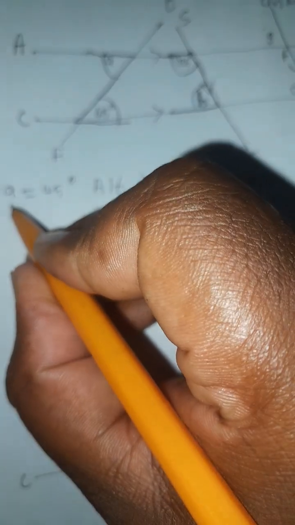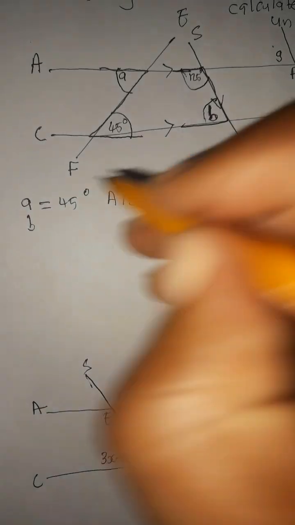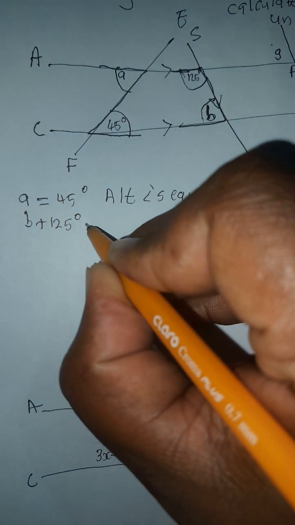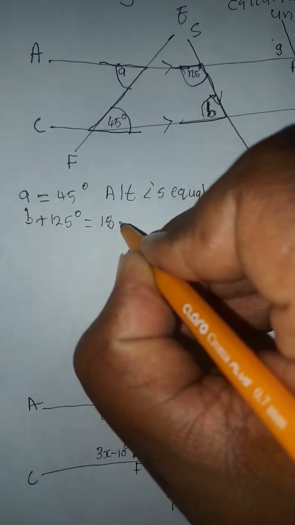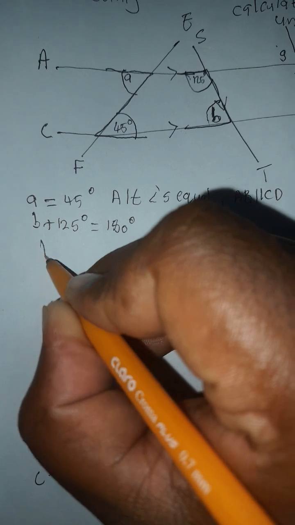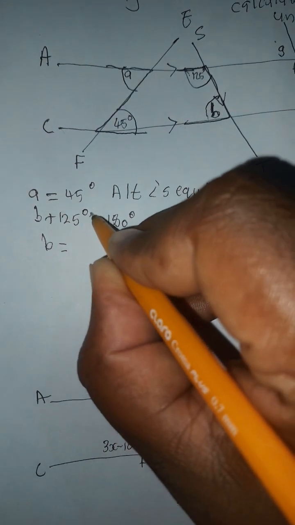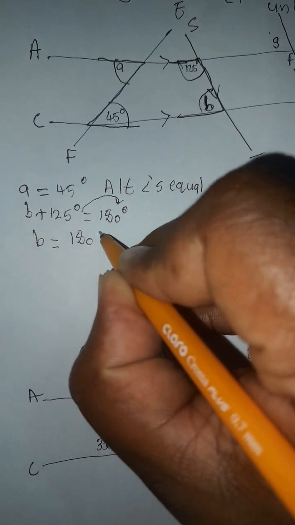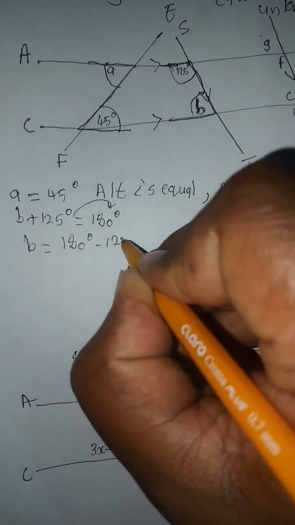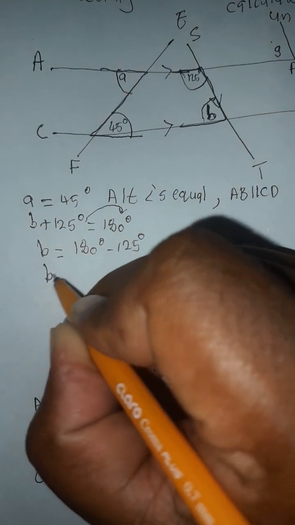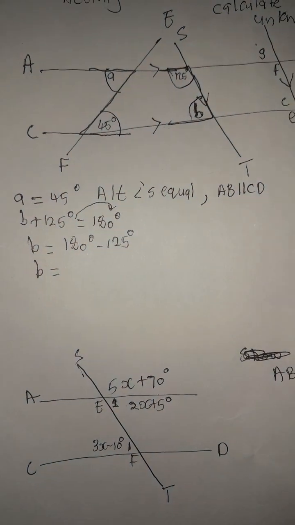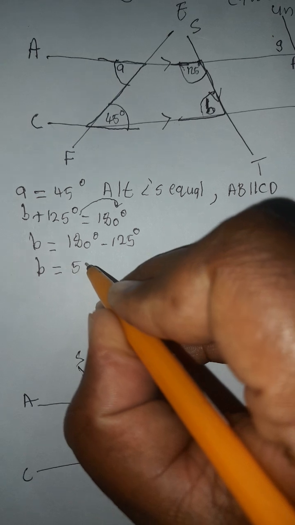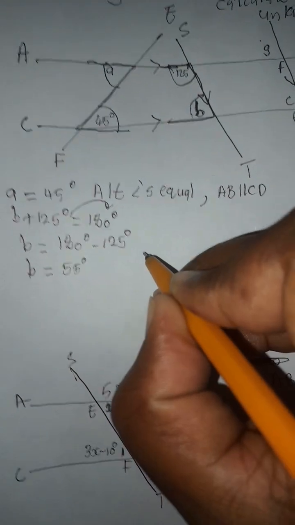So in other words, B plus 125 degrees will be equal to 180. For you to make B the subject, transpose 125 to the other side. Just say 180 degrees minus 125. What is 180 minus 125? That will be 55. So in other words, B is 55 degrees.